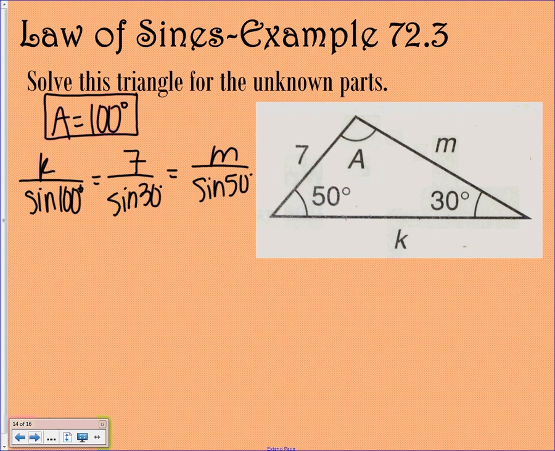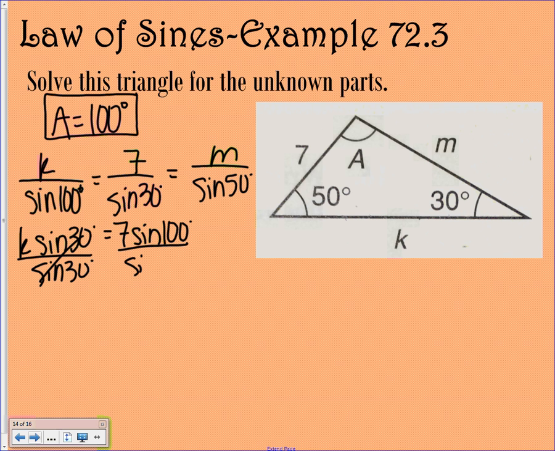And so we can use the first 2 ratios to solve for K. So we have K sine of 30 equals 7 sine of 100 and divide by sine of 30. And so your K should give you 13.79.